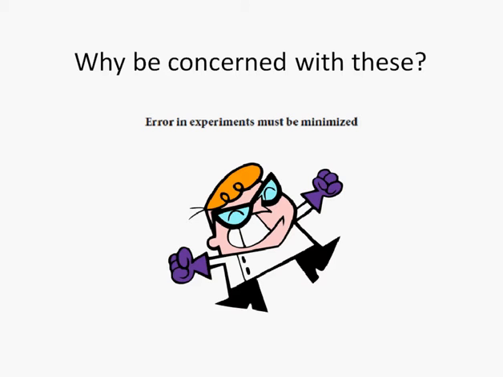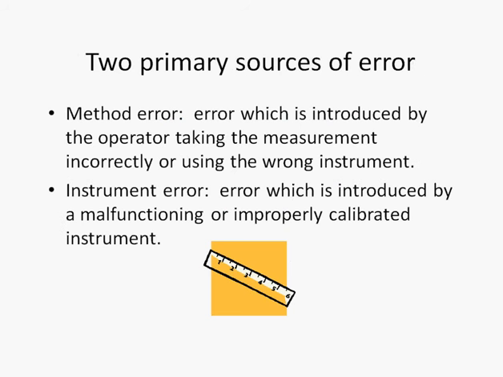Now, we collect data. Sounds simple enough. Two easy words: collect data. A whole lot of stuff is concerned with collecting data. The two primary issues are method error and instrument error. We consider method error as being introduced by the person taking the measurement. They're doing it wrong, reading the instrument wrong, using the wrong instrument for the job, like I mentioned in class about using a tape measure to measure the width versus using a ruler.